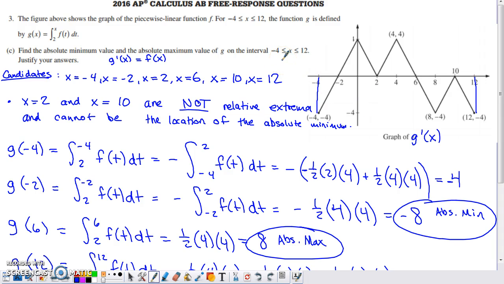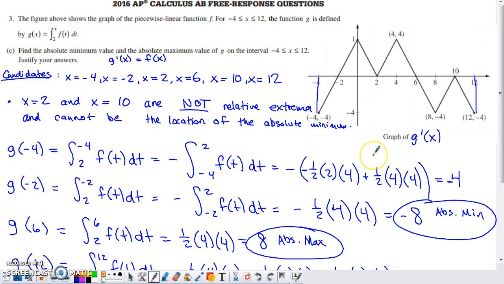The max and the min will happen either at the endpoints of the interval, so candidates for the max and min are -4 and 12, and then also critical numbers within the interval. Critical numbers within would be places where the derivative is either 0 or undefined. Well, since g prime is equal to f, we stated that back in part A, and we're really looking at a graph of g prime here. Our derivative of g is 0 at -2, at 2, at 6, and at 10.